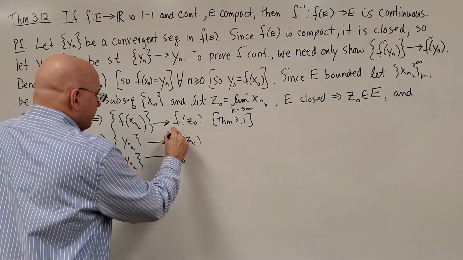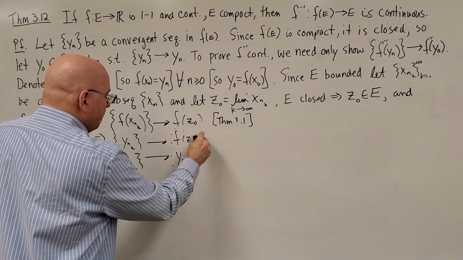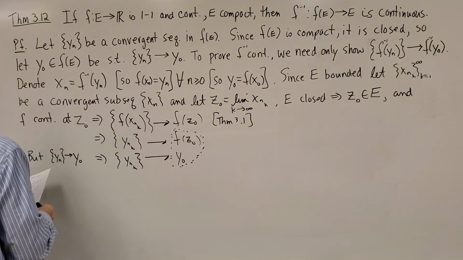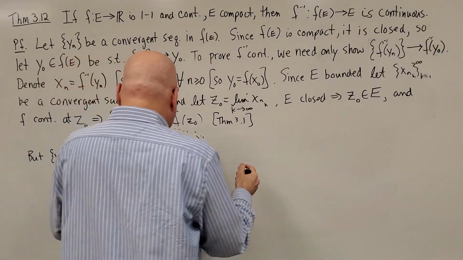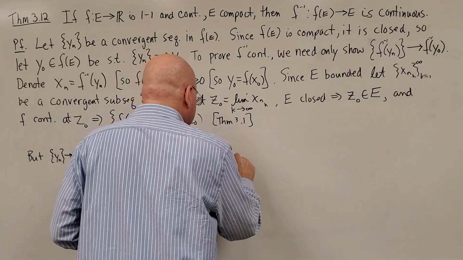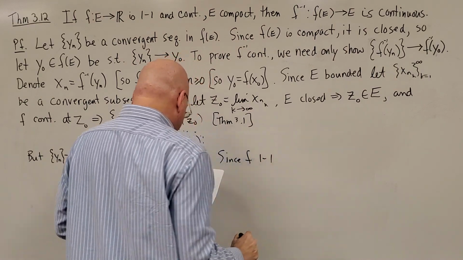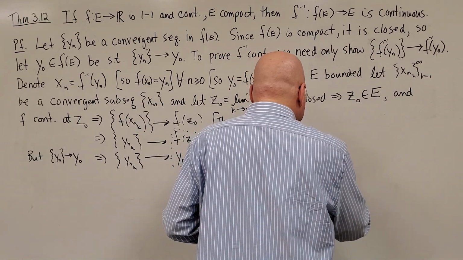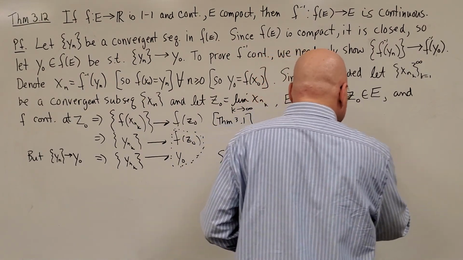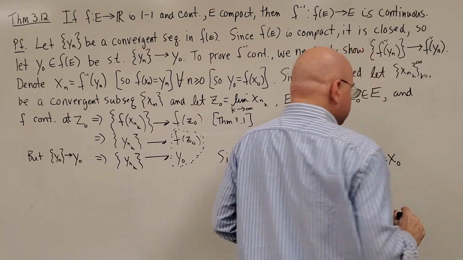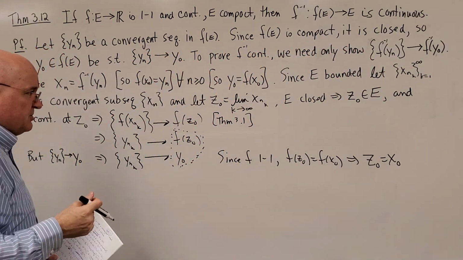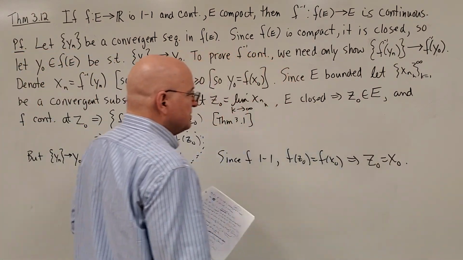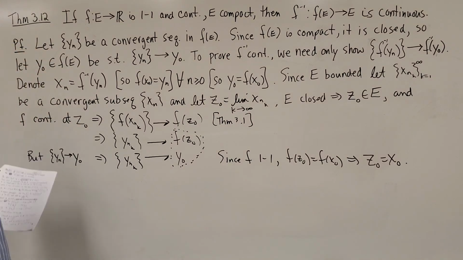Now remember, from above, these two are equal. Since f is one-to-one, f of z0 equals f of x0 implies that z0 is actually x0. That's just the definition of what it means for f to be a one-to-one function. So we're just about done. A couple sentences to clarify.